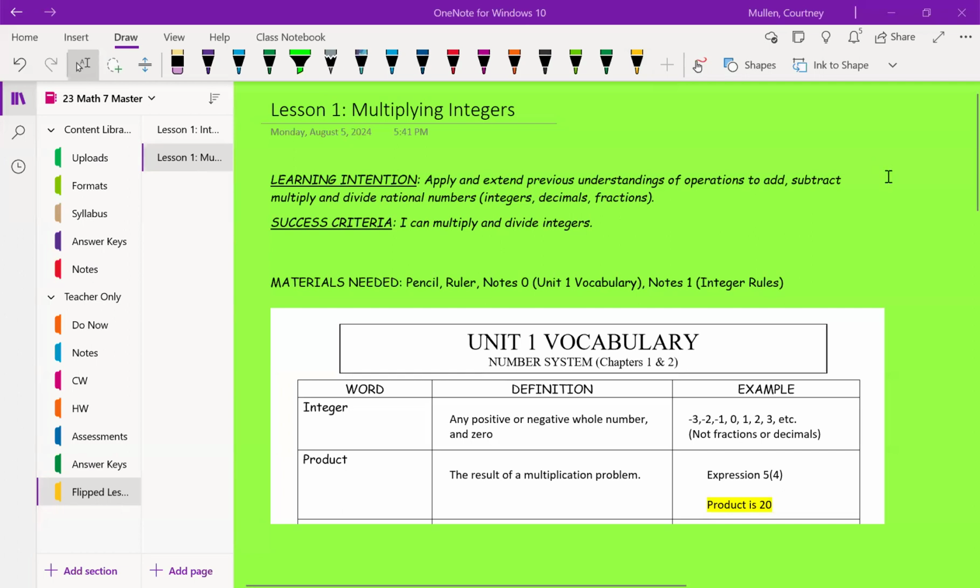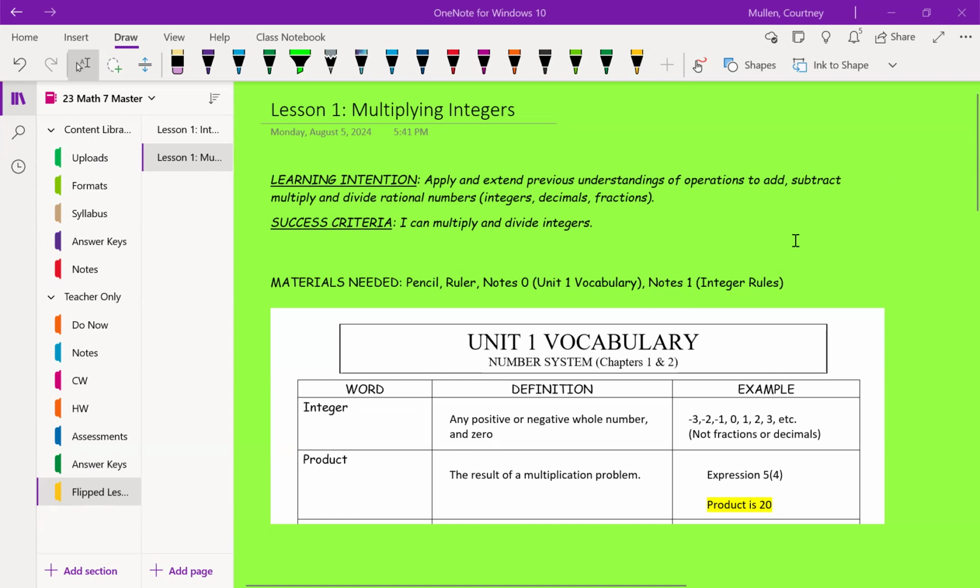Well, hello there, everybody. Today's lesson is on multiplying integers. So we're going to be working with applying and extending our understandings of operations with rational numbers. Today, the focus is on just multiplying integers. We'll get back to division in another lesson.